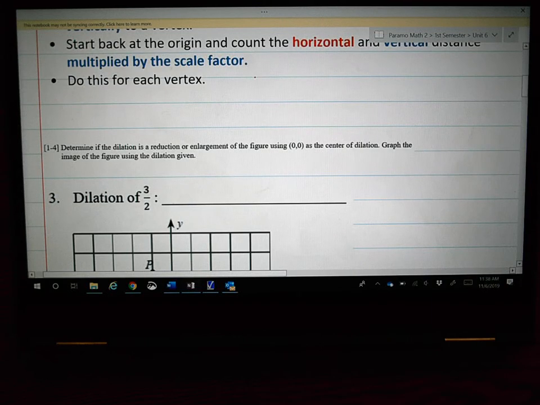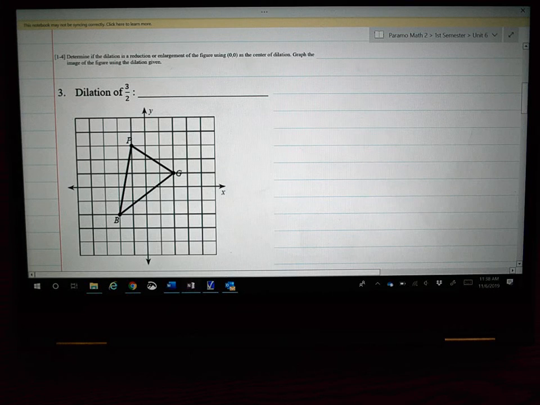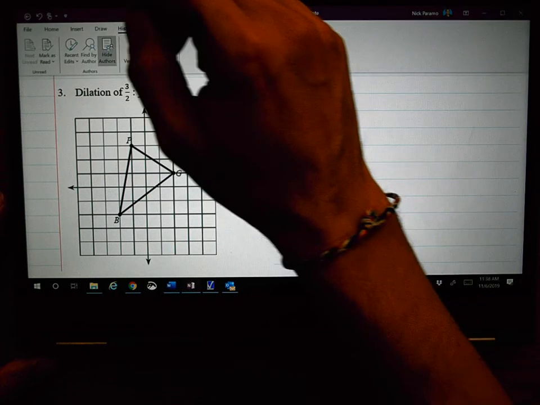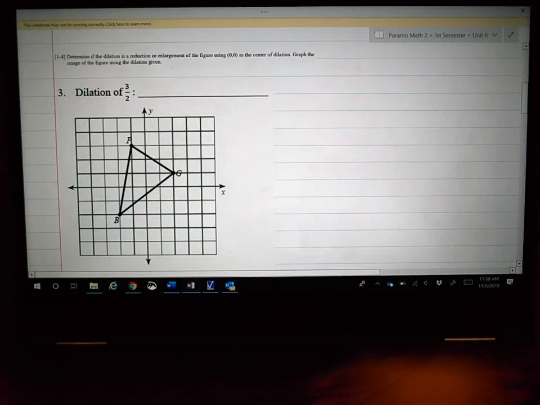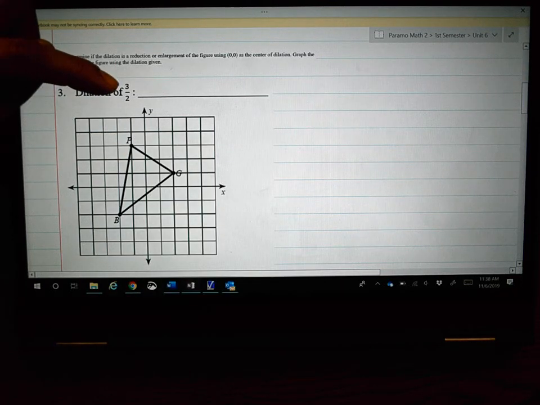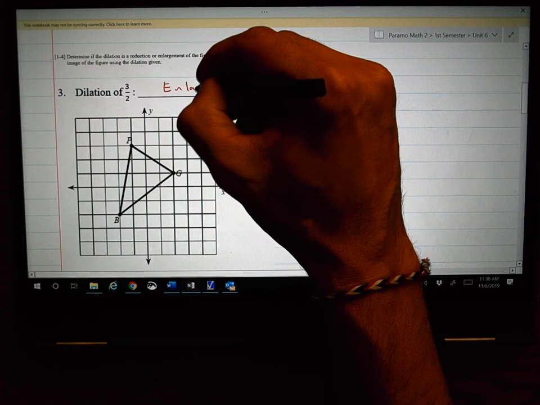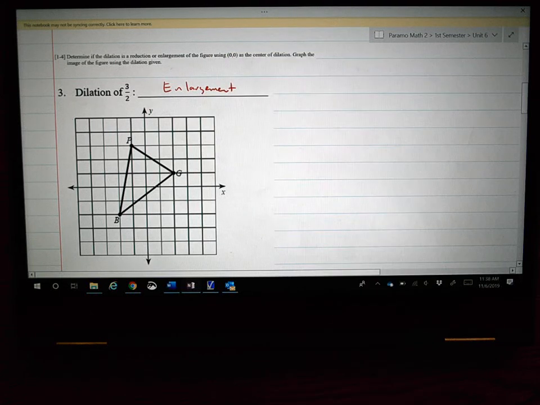So let's get to some examples. I have 4 examples picked out for you. This is number 3 on your worksheet. If you have your worksheet, open it up. You have to determine if it's a reduction or enlargement. Here's a dilation of 3/2. Is that an enlargement or a reduction? If you said enlargement, you are right. 3 divided by 2 is the same thing as 1.5. It's going to get bigger.